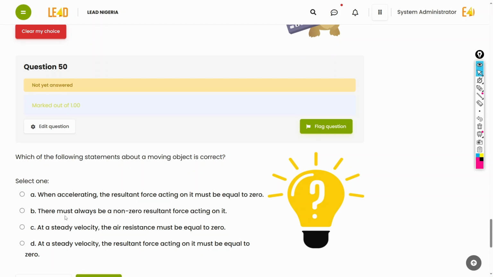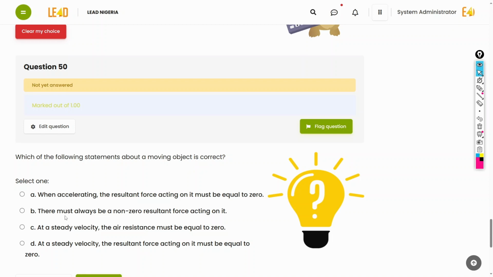When accelerating, the resultant force acting on it must be equal to 0. That's wrong, because when accelerating, that's when you must have a resultant force, right? And that's Newton's first law of motion. Acceleration must be caused by force. If there's no force, there's no acceleration.